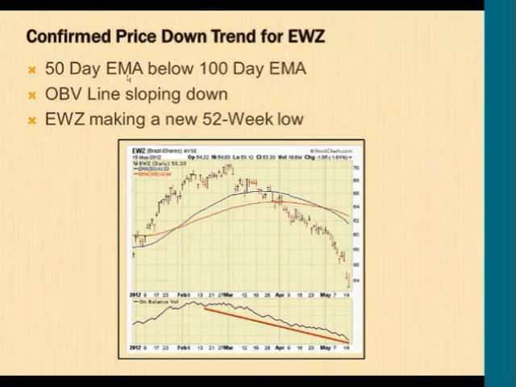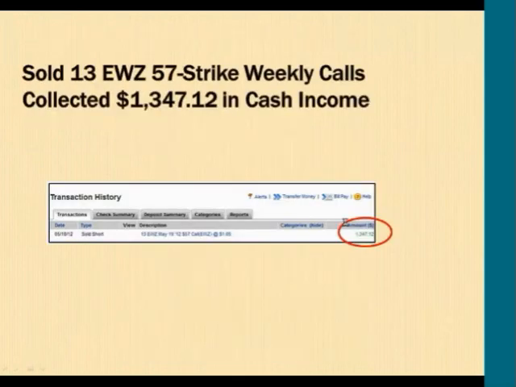So here's an example. This is for EWZ, which is the Brazil ETF, and we can see that it's in a price downtrend. We have a downsloping on balance volume line, and the 50-day EMA below the 100-day EMA. The week I took the snapshot, I sold 13 of the 57 strike calls, and I collected $1,347 in cash income after commissions from selling this call option.